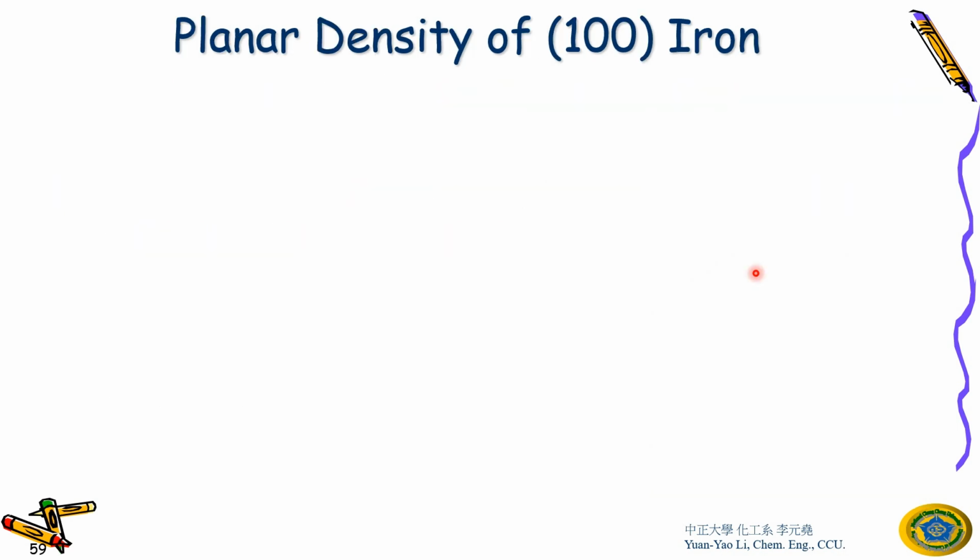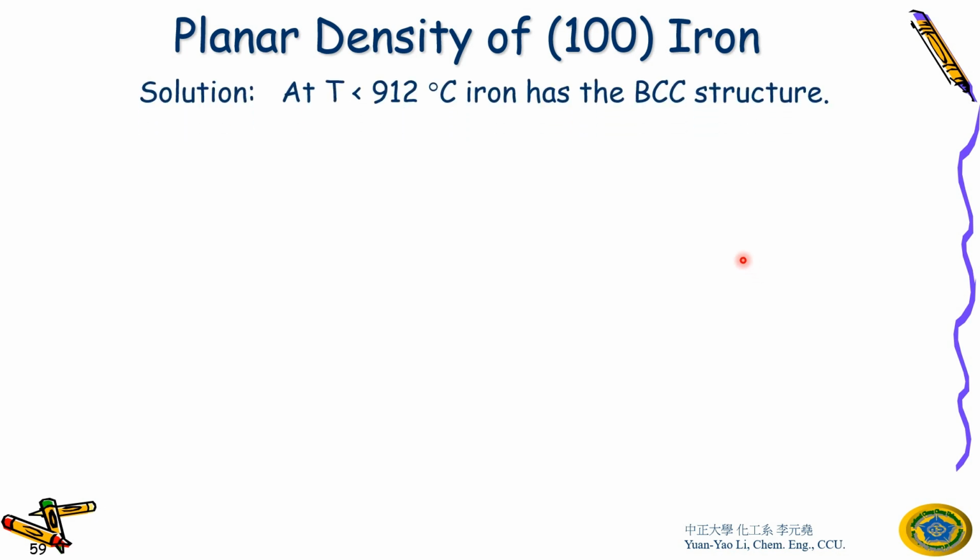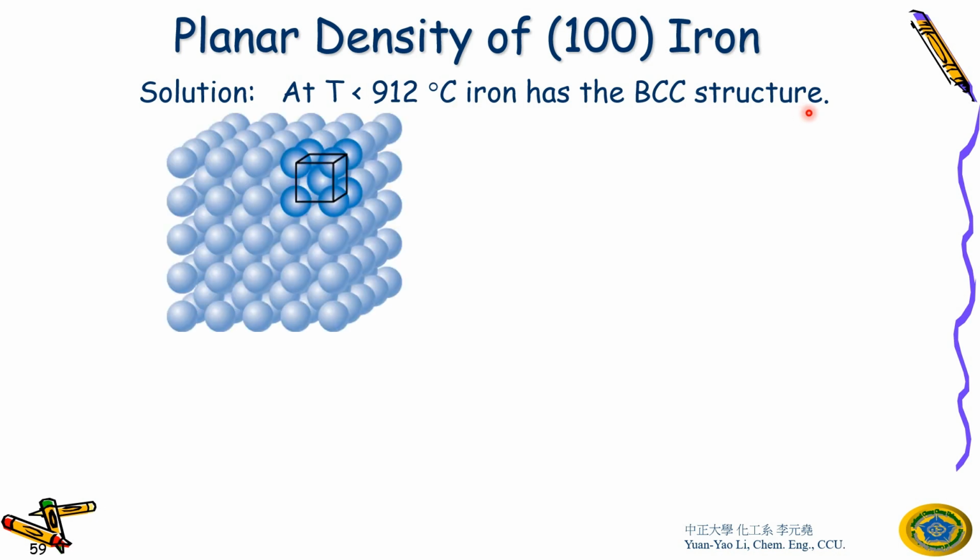Right, so let's get started. So the planar density of the 100 iron. Because you need to know what's the structure of the iron. I hope you remember, if the temperature is below 912 Celsius, iron has a BCC structure. You understand BCC structure, right? BCC structure has 2 atoms in a unit cell.